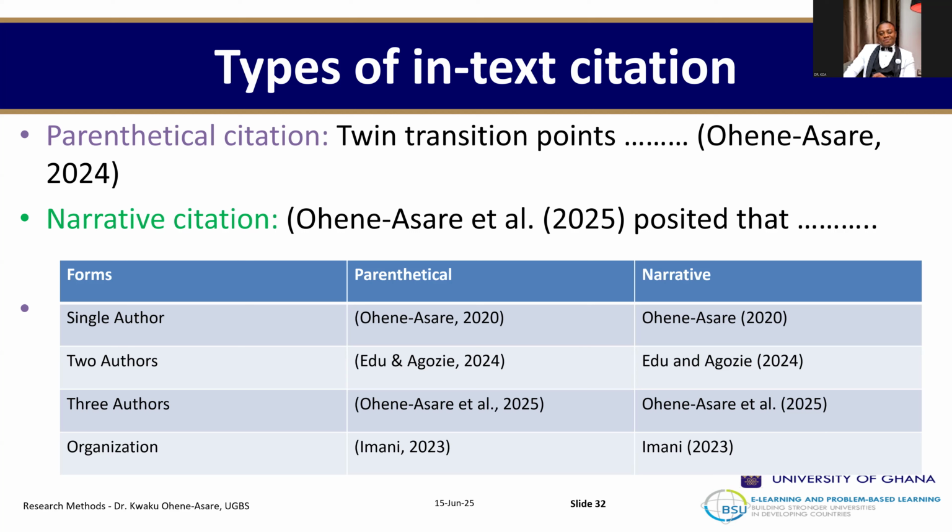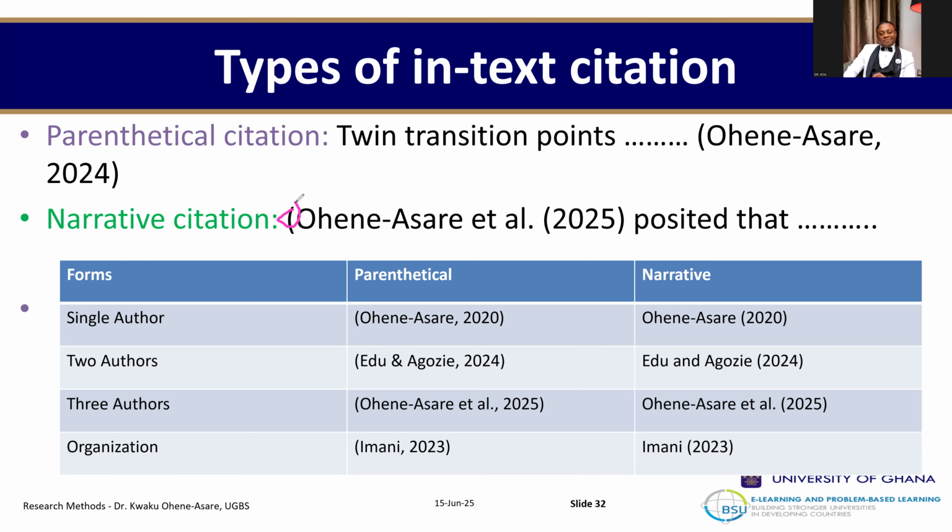However, suppose you want to indicate there's a typo here. This first bracket shouldn't come. Suppose you want to rather talk about something Ohene Asare has said. Not that you have said something about what Ohene Asare has said, but you want to bring Ohene Asare saying the thing first. It's a narrative citation, it's not parenthetical citation.